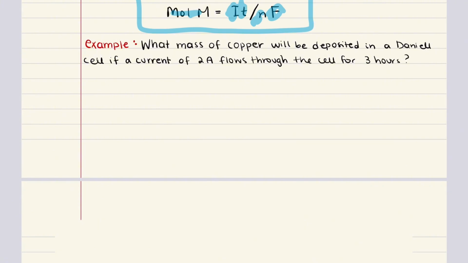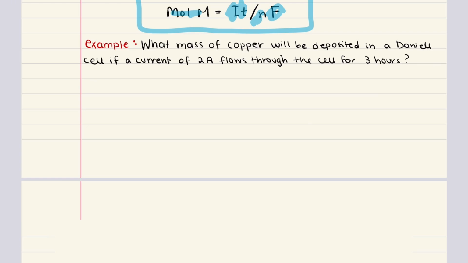So what do we know? What are we given? We're given the current, it's equal to 2 amperes. We're given the time, equal to 3 hours. Of course, we want this to be in seconds. So 1 hour is equal to 3,600 seconds. For 3 hours, that's going to be equal to 10,800 seconds.